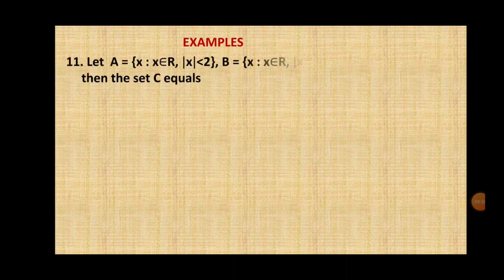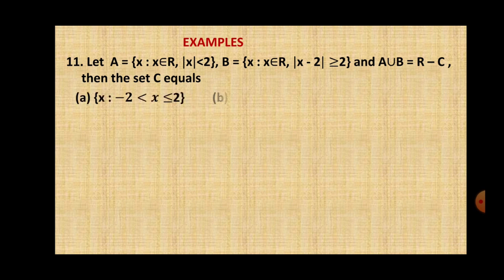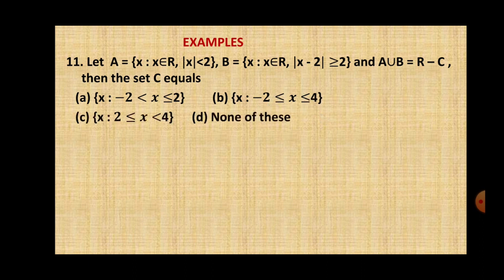Next examples. Example number 11. Let A equal to x such that x belongs to R and mod x is less than 2, and set B is x such that x belongs to R, that is mod of x minus 2 is greater than or equal to 2, and A union B equal to R minus C, then the set C equals? Option A, x such that x is greater than minus 2 less than or equal to 2. Option B, x is greater than minus 2 less than or equal to 4. Option C, x is greater than or equal to 2 less than 4. Option D, none of these.